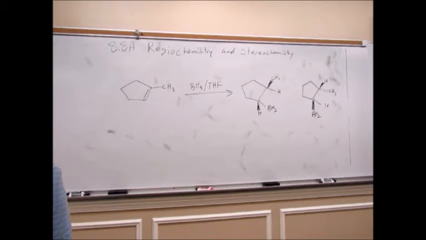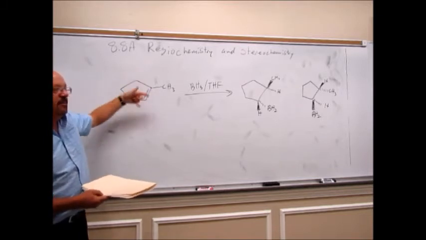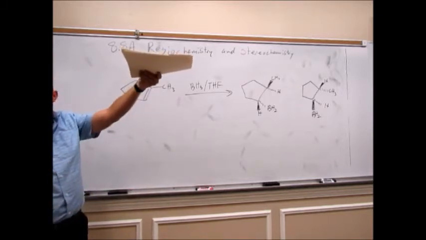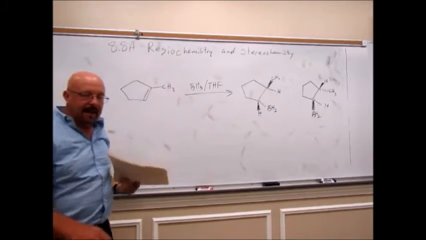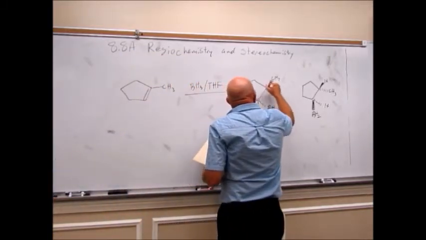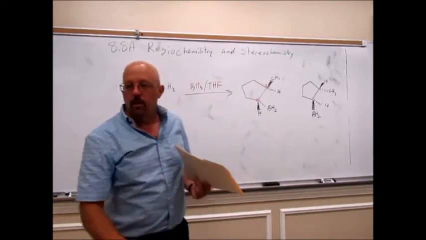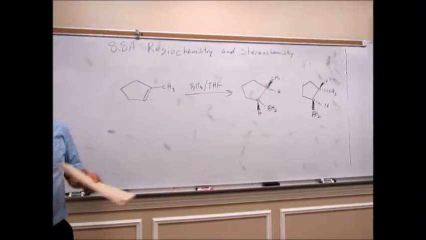Because we started with a trigonal planar molecule. Alkenes are planar. Those are sp2 carbons. When that borane adds to the double bond, those are sp2 carbons, it's flat. I'm trying to make chiral centers out of an achiral molecule. Anytime you do that, you're going to get a racemic mixture.